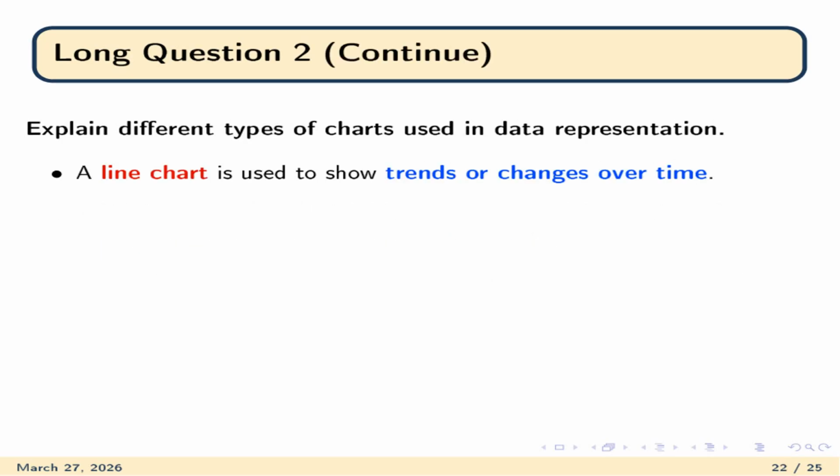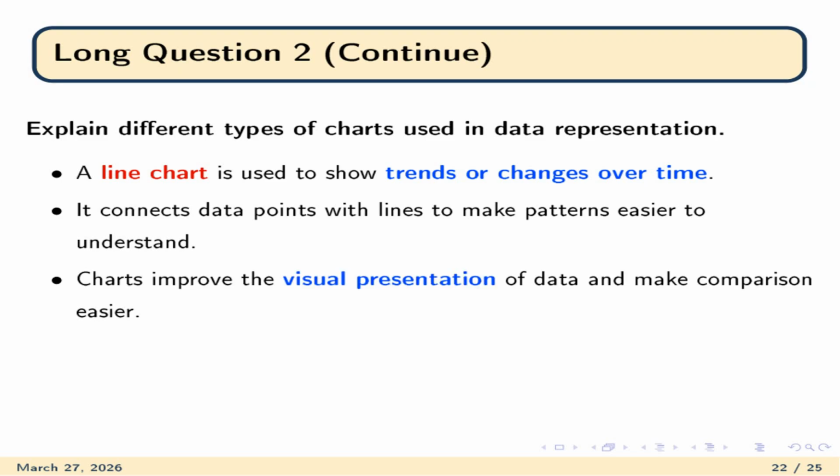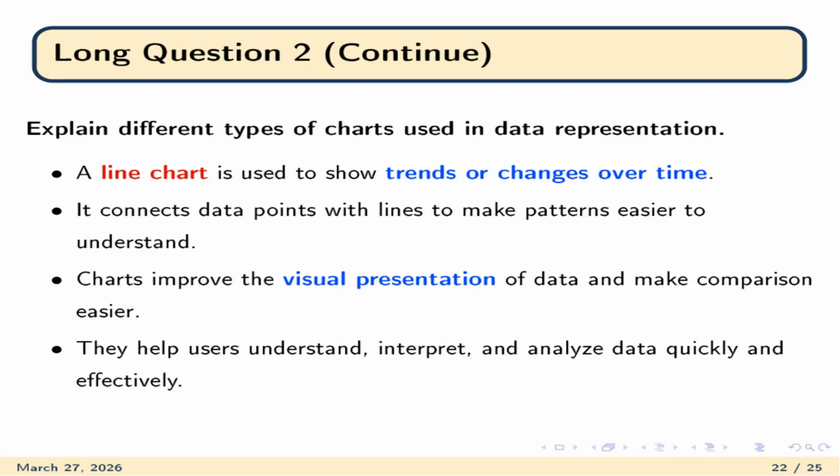A line chart is used to show trends or changes over time. It connects data points with lines to make patterns easier to understand. Charts improve the visual presentation of data and make comparison easier. They help users understand, interpret, and analyze data quickly and effectively.